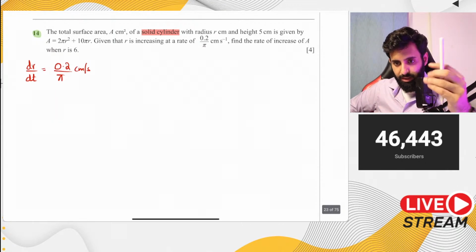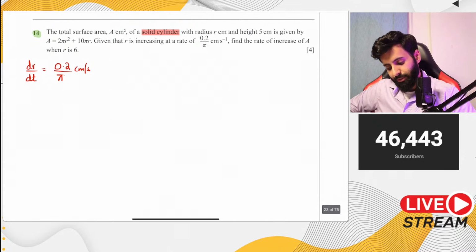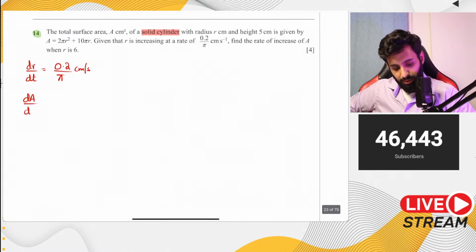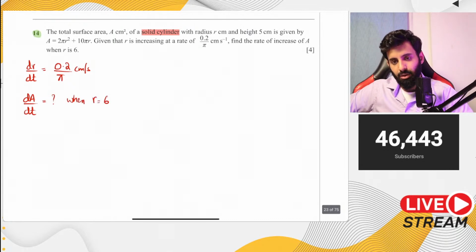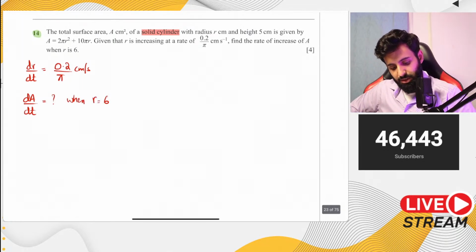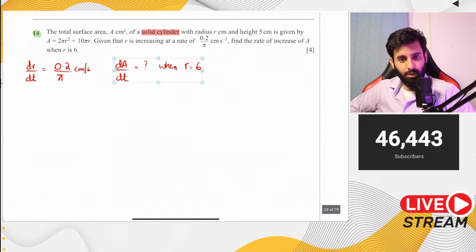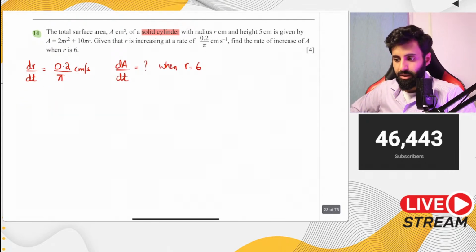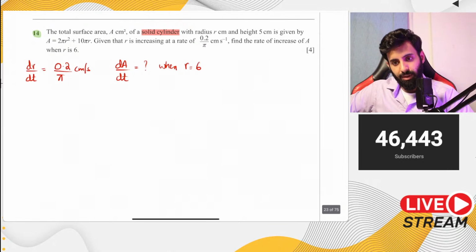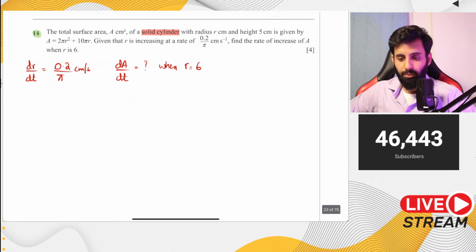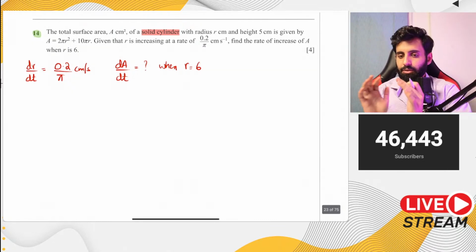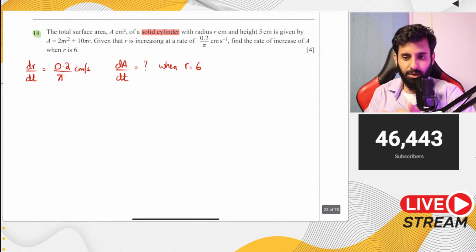Then it says find the rate of increase of A. Finding the rate of increase of A basically means that we have to find dA by dt. And when do we have to find it? We have to find it when r is equal to 6. So always do these initial steps where you write down what you're given, what you have to find, and when you have to find it. Doing these initial steps is very, very important, so that you find yourself a direction and you know exactly where you're headed.